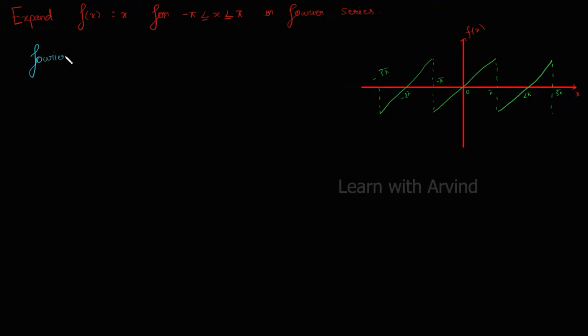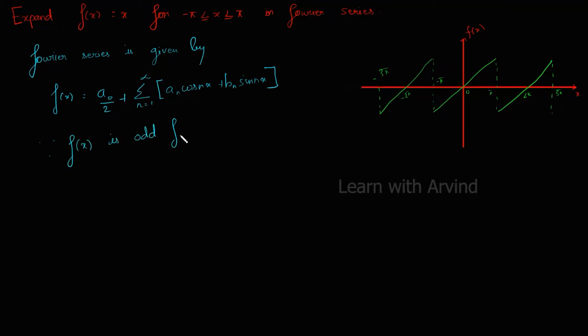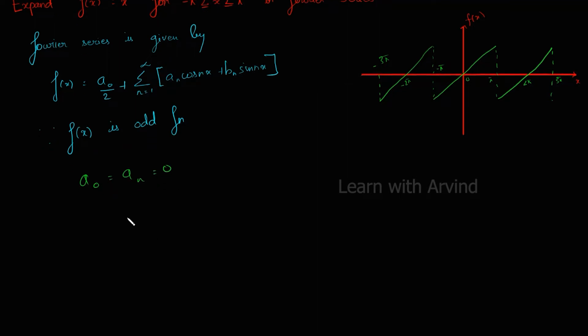The Fourier series is given by f of x is equal to a naught by 2 plus summation n is equal to 1 to infinity an cos nx plus bn sin nx. We need to find a naught, an and bn. Since f of x is an odd function, a naught and an are 0. So we need to find only bn.